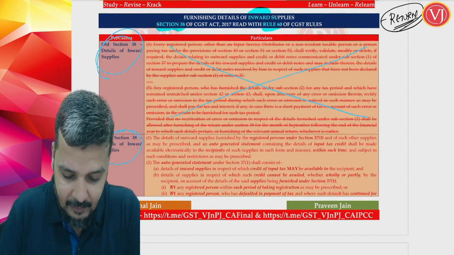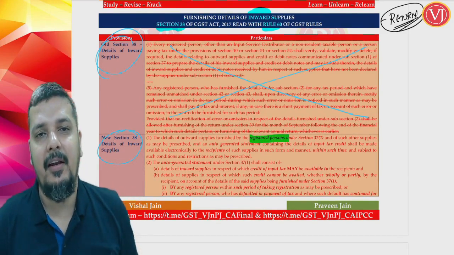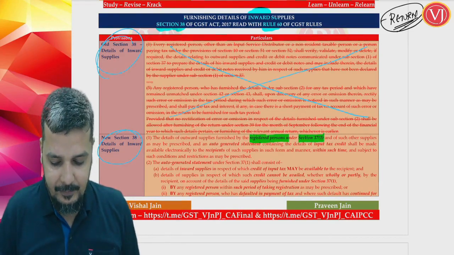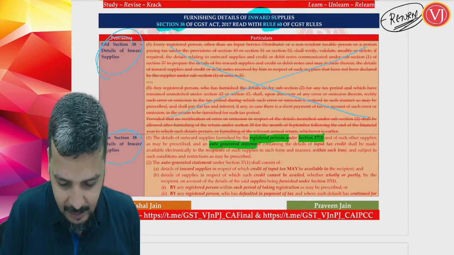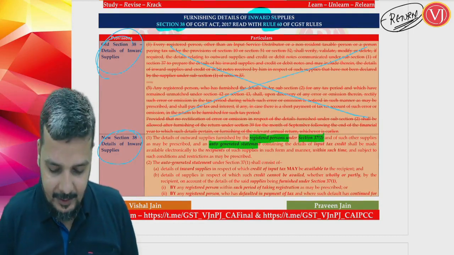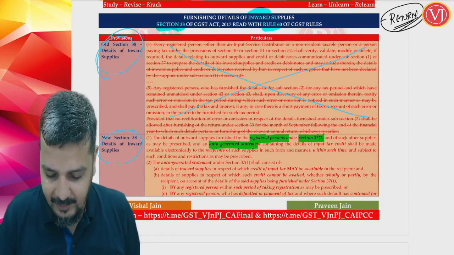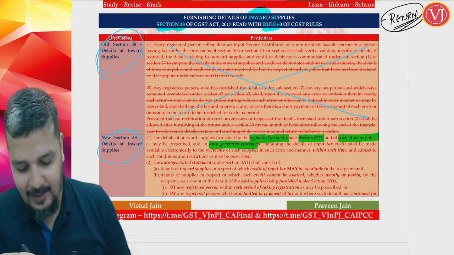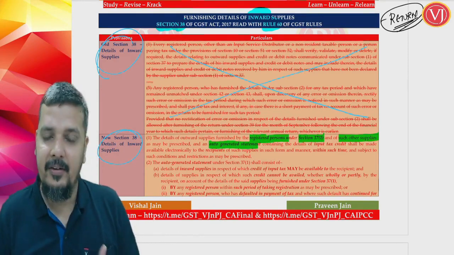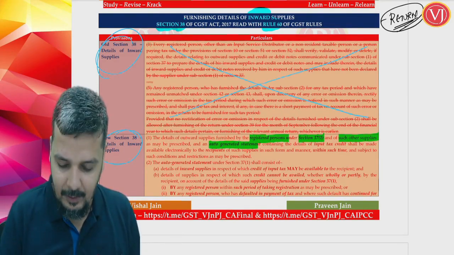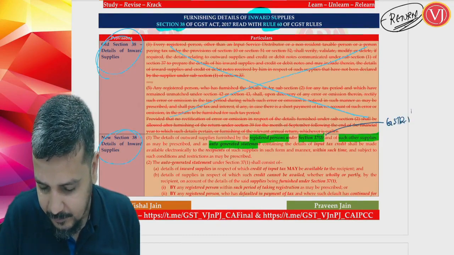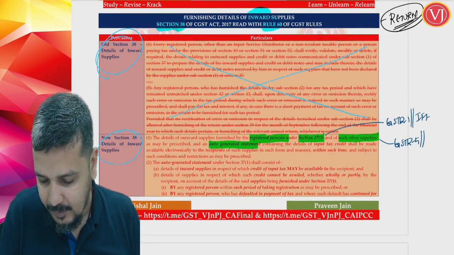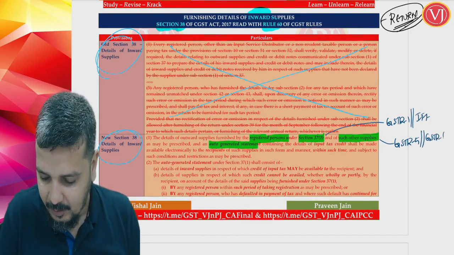The details of outward supplies furnished by the registered person. Your supplier will file the outward supplies under Section 37(1), which is your GSTR 1 or IFF, and they are an auto-generated statement. You will get it based on the supplier filing his GSTR 1 or IFF or such other supplies. Such other supplies here indicates GSTR 5 and GSTR 6. So basically, when I talk about the registered person filing the outward supplies under Section 37(1), my focus is on GSTR 1 or the invoice furnishing facility. And for such other supplies, there may be a non-resident taxable person filing GSTR 5, or an input service distributor filing GSTR 6.